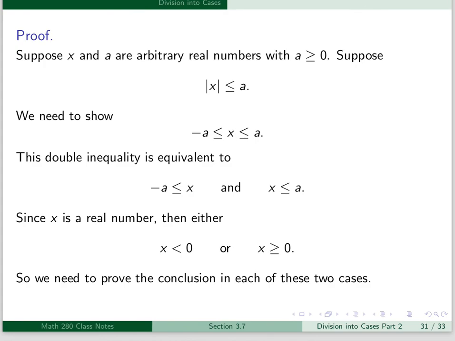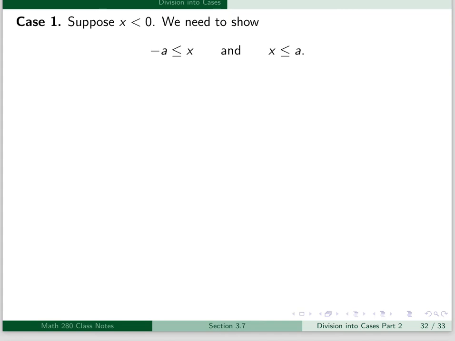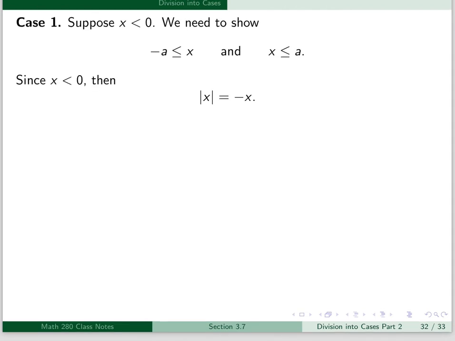Since x is a real number, then we know again that either x is less than 0 or x is greater than or equal to 0. So we need to prove the conclusion in each of these two cases. And again, we're picking these cases because they correspond to the cases in the definition of the absolute value. In case 1, we're going to suppose that x is less than 0, and we need to show minus a is less than or equal to x, and x is less than or equal to a.